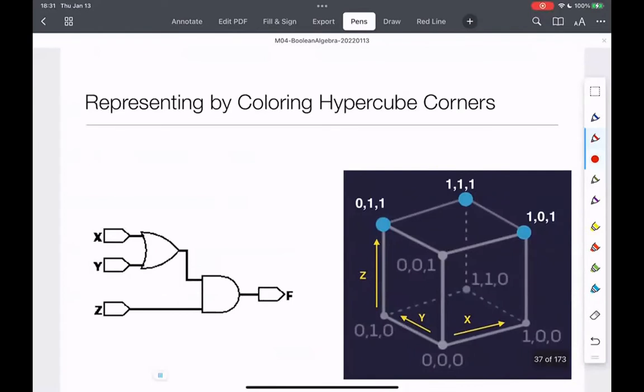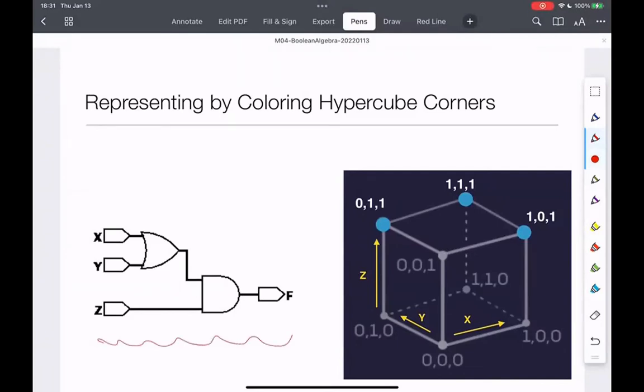Another one which is used quite a bit is thinking of it in terms of n-dimensional space, or as a hypercube in effect, right? Because on each dimension we only have two values, 0 and 1. So let's say I have the combinational logic which is shown out here. What is it doing?